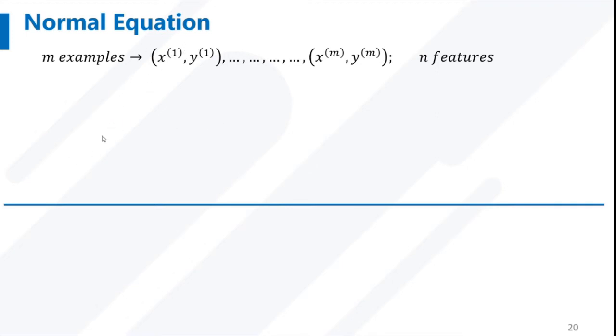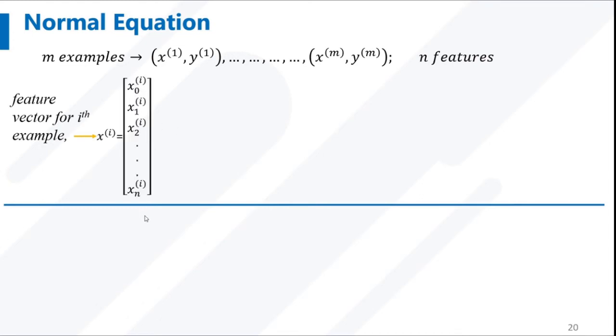If you expand the feature vector for the ith example, it will look like this. x^i is a vector: x0 is the 0th feature, which is actually 1, x1 is the first feature, x2 is the second, and up to xn. So the total number of elements is n plus 1, and i can be from 1 to m. This is the ith generalized vector, but it can be x^1, x^2, x^3, etc. The superscript can be 1 to m.